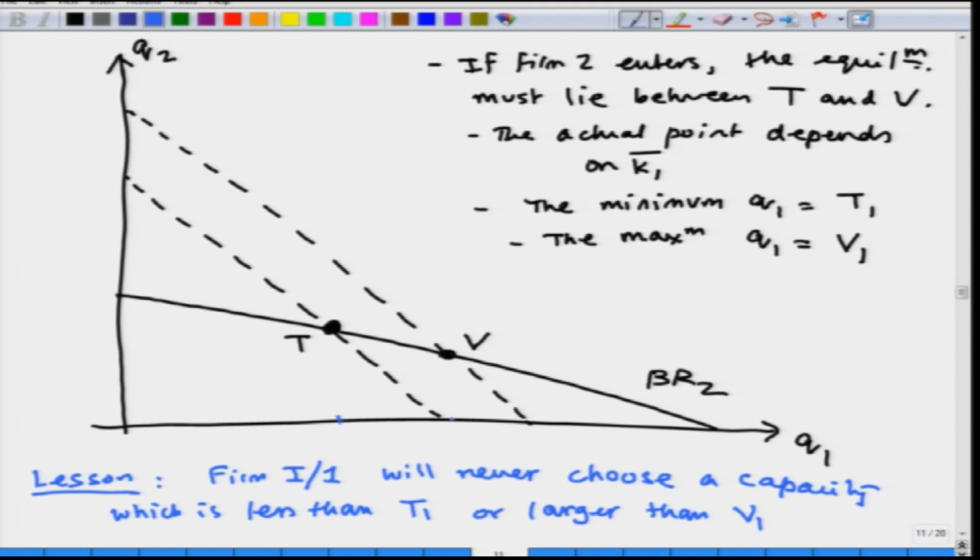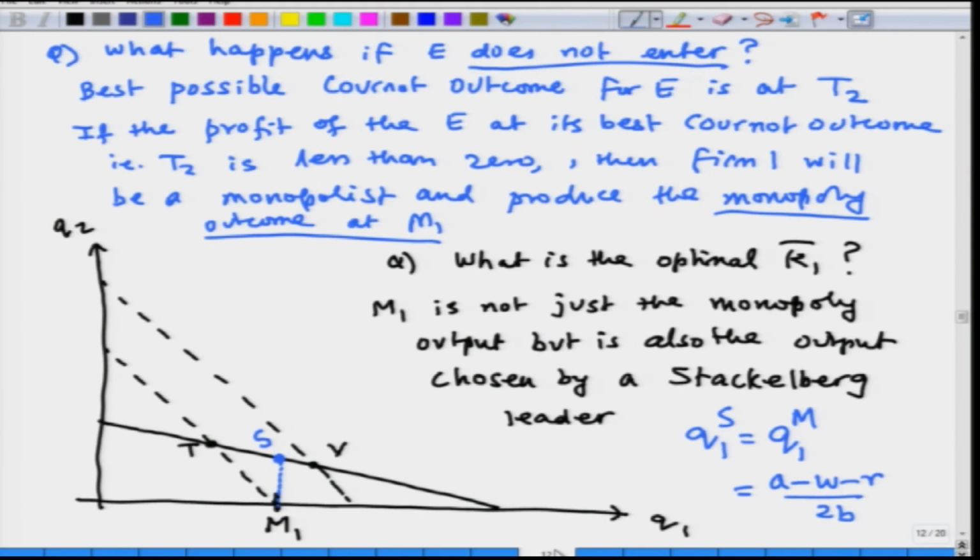We have shortened that space and we are now making a stronger statement by saying that no matter what, either the incumbent is guaranteed the monopoly output if the entrant does not enter, in which case it will choose to produce Q1 equal to the quantity that it produces at M1, which will then imply that it sets a capacity K1 bar equal to the capacity here, or if the entrant were to enter, it could always exploit its first mover advantage and choose to produce the Stackelberg level of output.